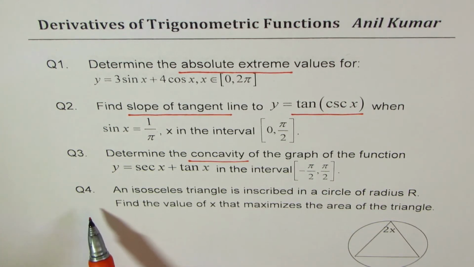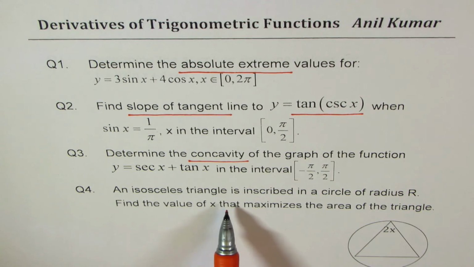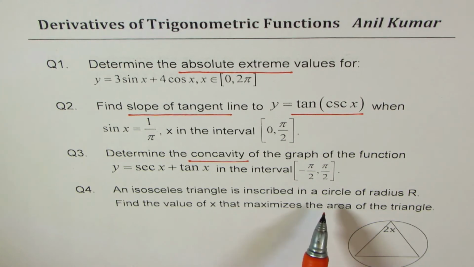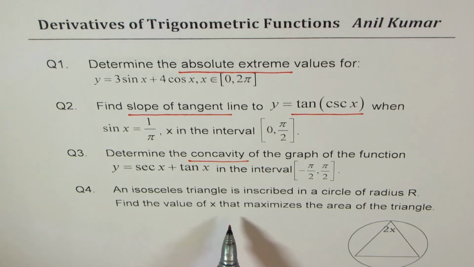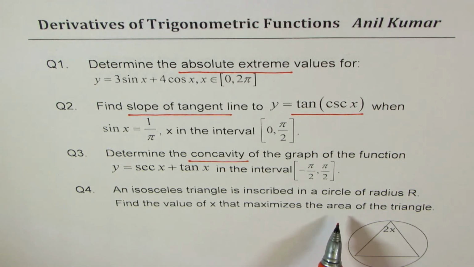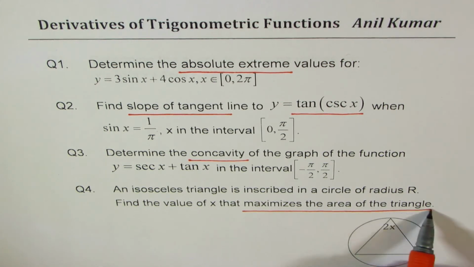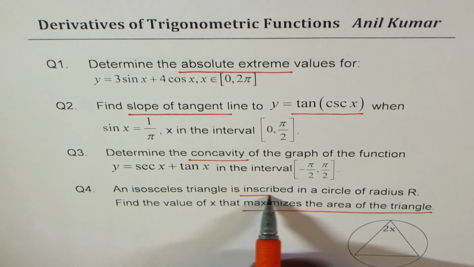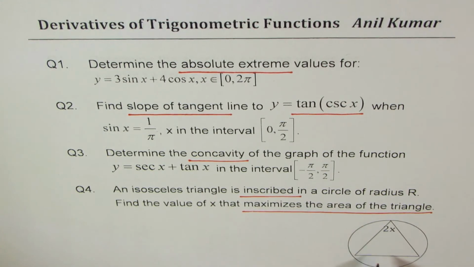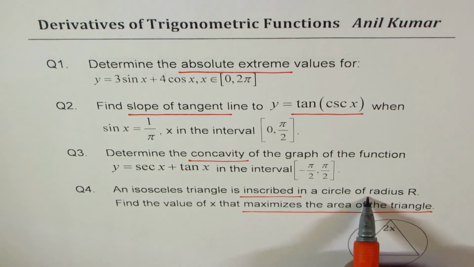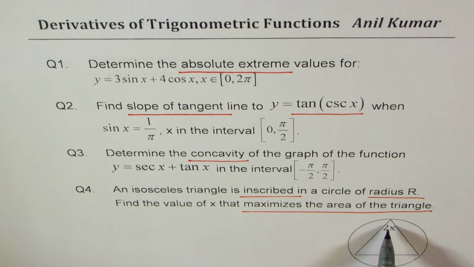And the last question here is, an isosceles triangle is inscribed in a circle of radius r. Find the value of x that maximizes the area of the triangle inscribed. So we're talking about inscribed triangle within circle of radius r. So this angle given to us is 2x. We have to find what x is.